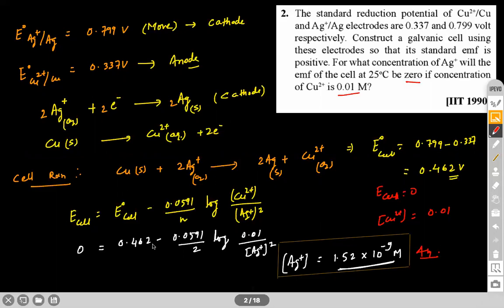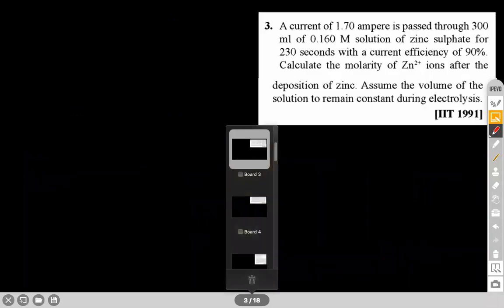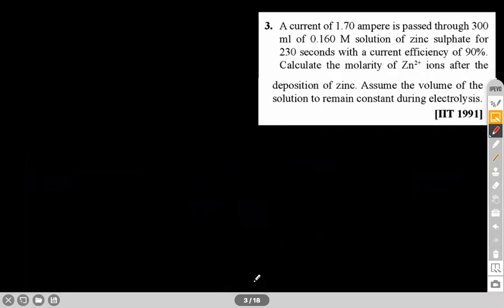Okay. Third question. A current of 1.70 ampere is passed through 300 ml of 0.160 molar solution of zinc sulfate for 230 seconds. So I'll write down the data first here. That is given.